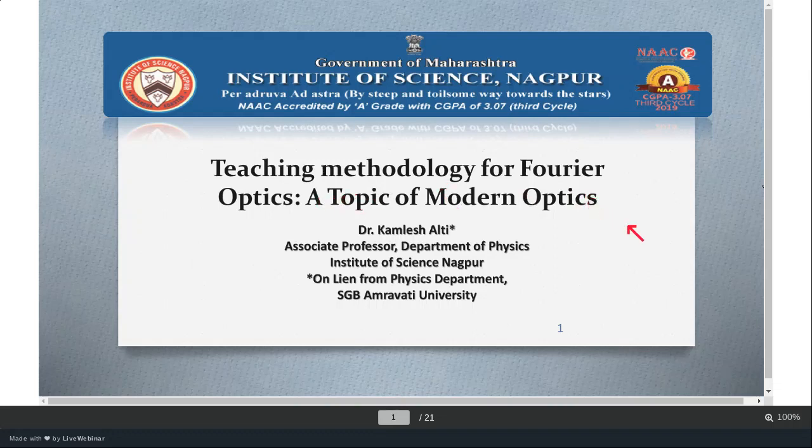So as you can see, we have very little portion of optics in BSc as well as MSc. Apart from geometrical optics, learned in the 11th and 12th, there is not much optics left in the BSc to learn. There is actually very little portion of modern optics in the syllabus.